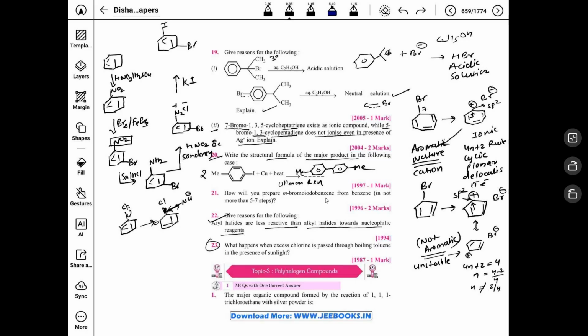Question number 23. What happens when excess chlorine is passed through boiling toluene in the presence of sunlight? This is the structure of toluene, and the given example is a radical reaction. If you pass 1 mole of toluene and 1 mole of chlorine, you will get only the monochlorinated product, and this will form at this position because benzylic radicals are more stable. Since you are passing excess chlorine, all these hydrogens will get replaced by chlorine, and then you will have 3 chlorines on this benzylic position. So this will be the correct answer.